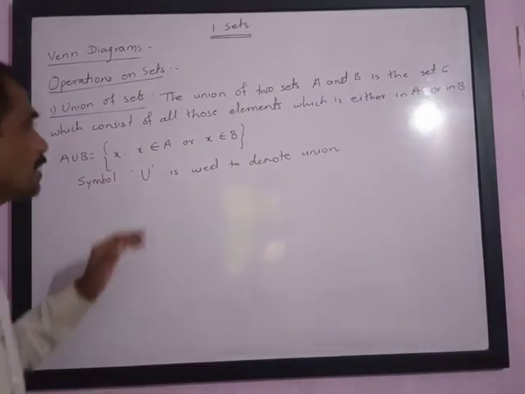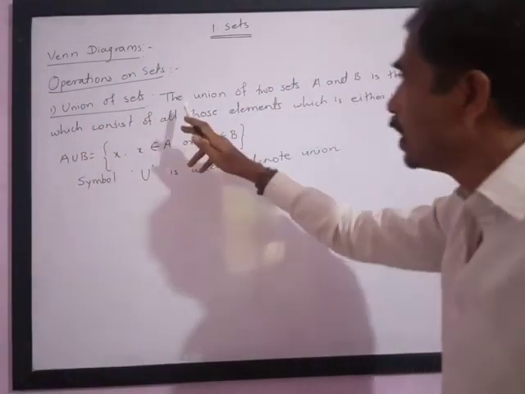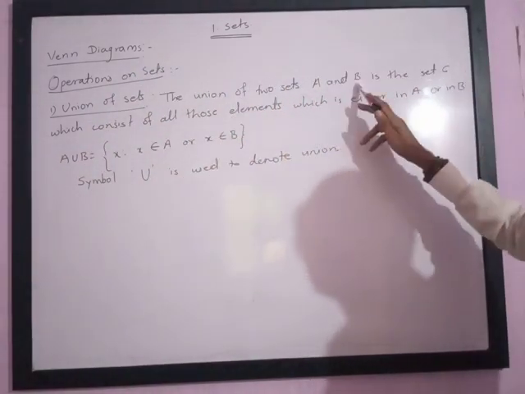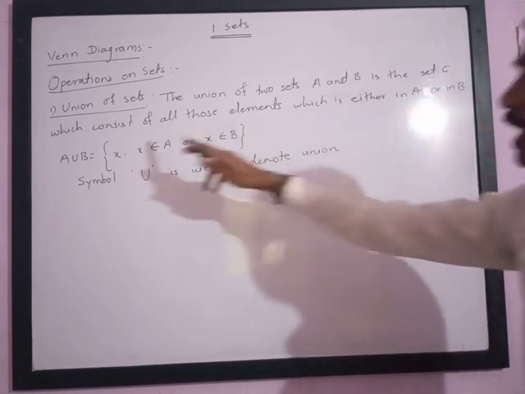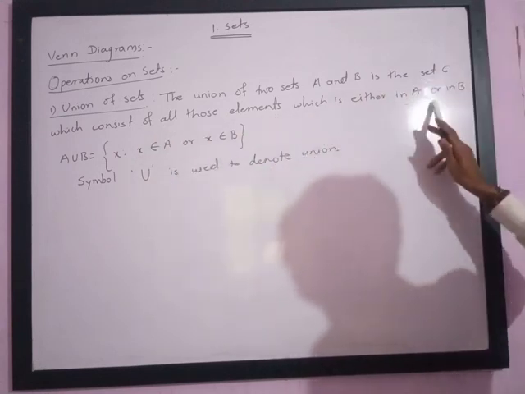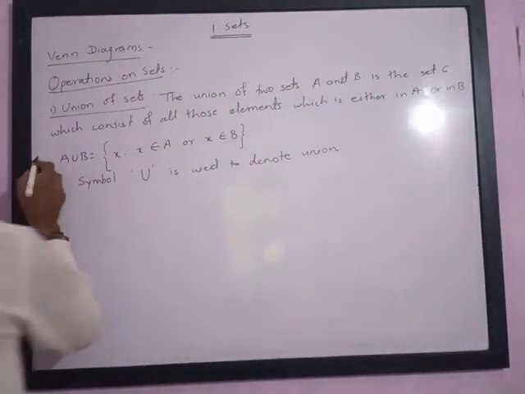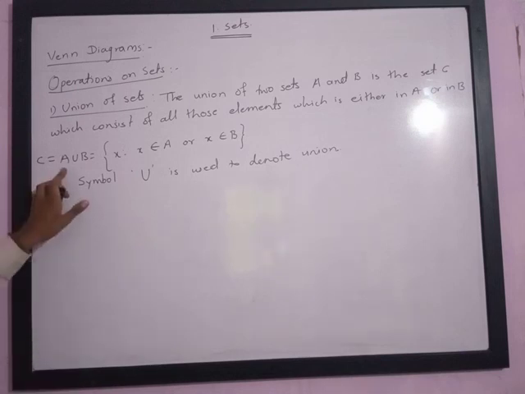Dear students, the next point is operations on sets. The next point is union of sets. The union of two sets A and B is the set C, which consists of all the elements which are either in A or in B. So C is the set of all the elements of A or B.